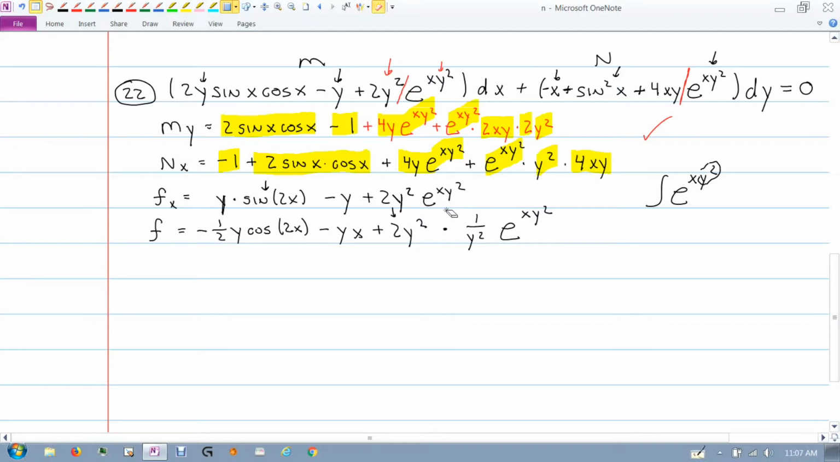All right, now I do get some things to clean up here. I do get these y squareds to cancel. So that's just 2e to the xy squared. And then I still have plus some function of y.